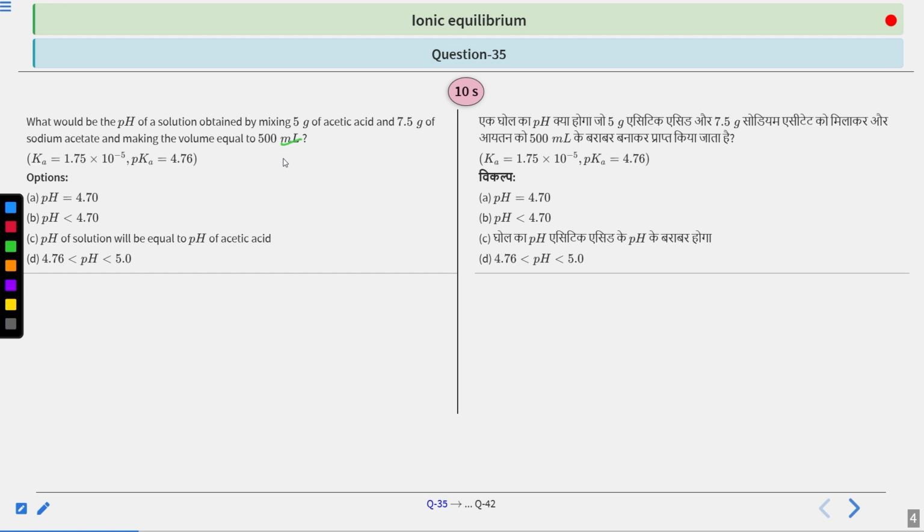Options are A, pH is equal to 4.70, B, pH is less than 4.70, C, pH of solution will be equal to pH of acetic acid, and D, pH is greater than 4.76 and less than 5.0. Your time to solve this question starts now.